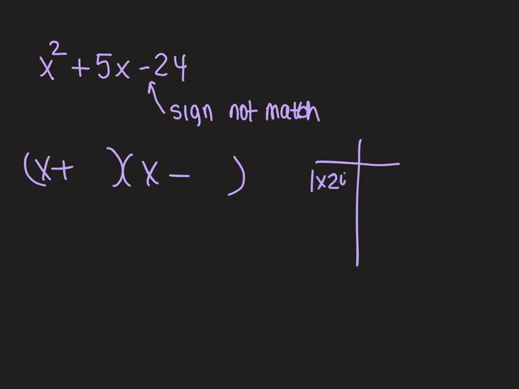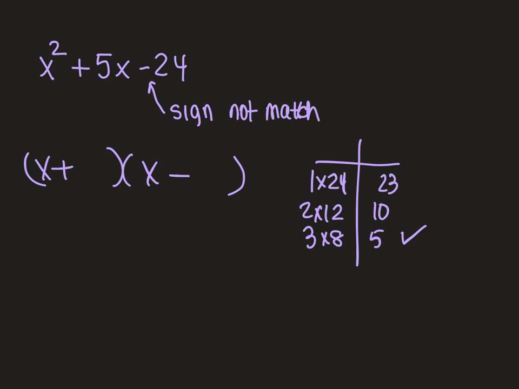1 and 24 subtract to get 23. That's not what I want. 2 and 12 subtract to get 10. Not what I want. 3 and 8 subtract to get 5. Bingo, that's what I want. So I have a 3 and an 8, or an 8 and a 3.